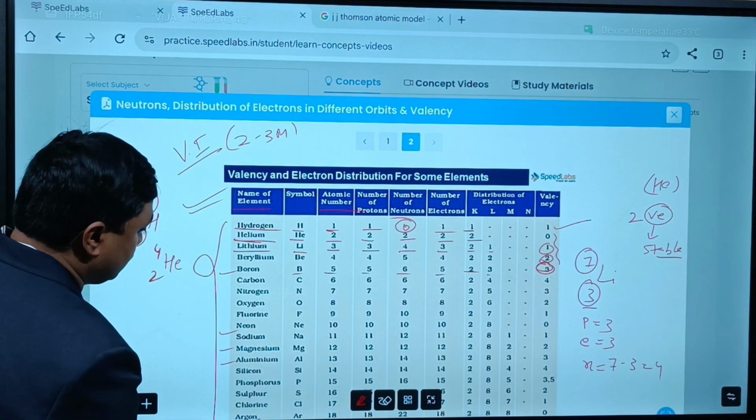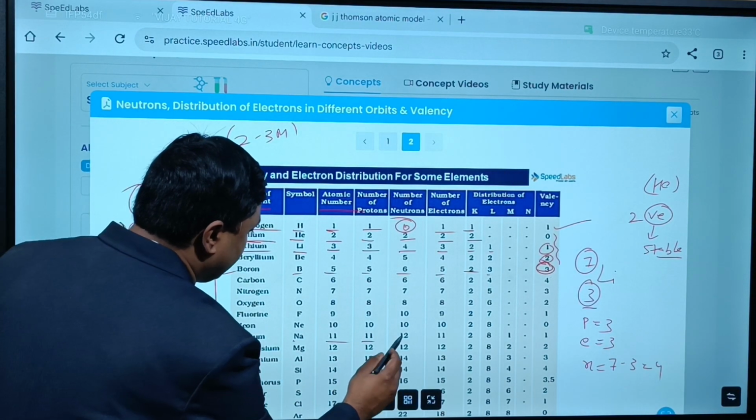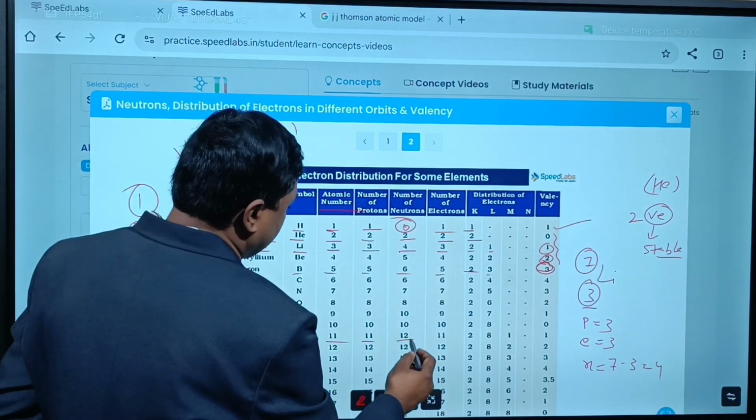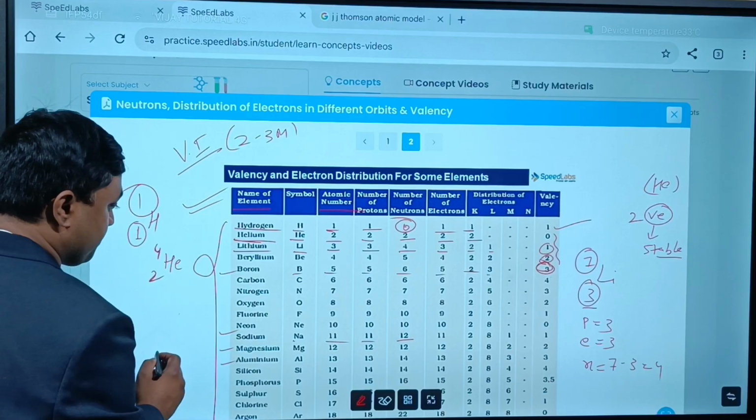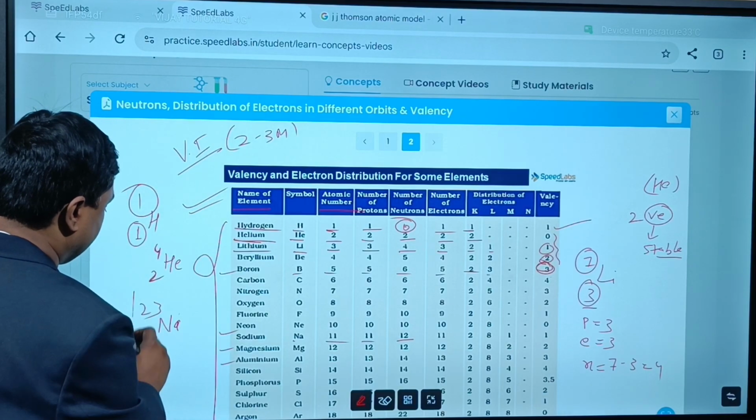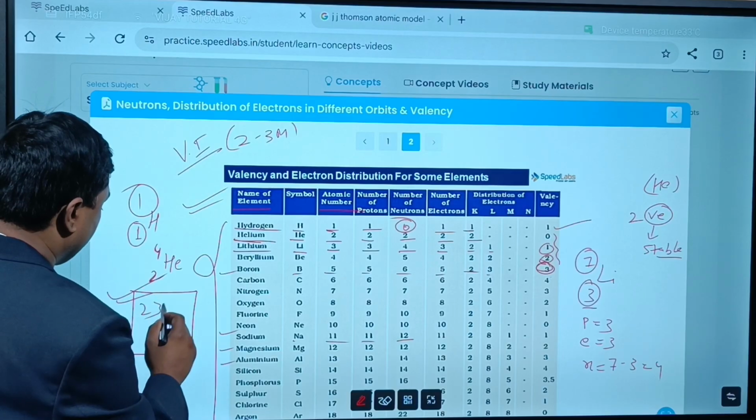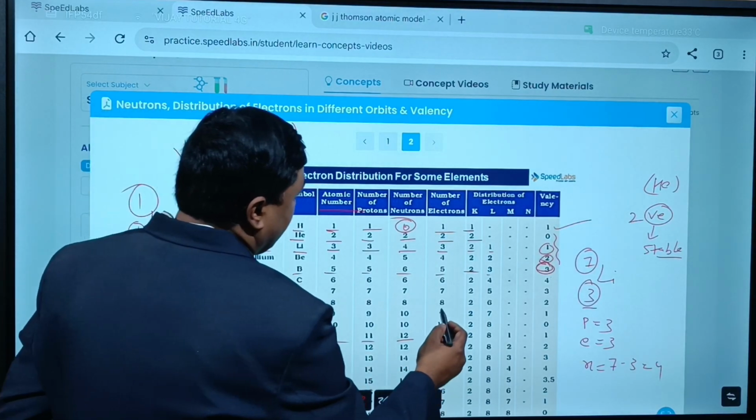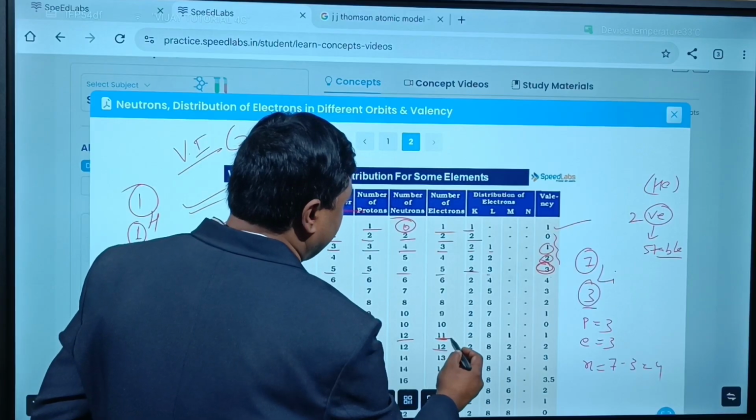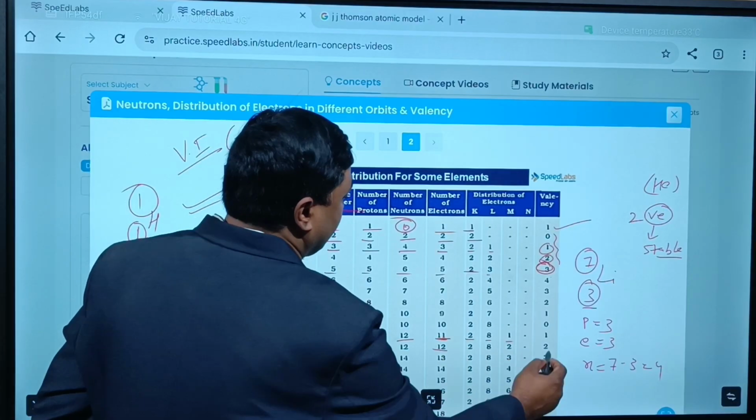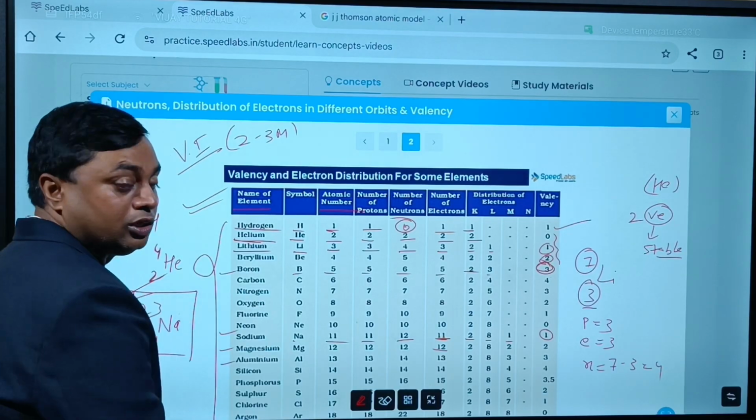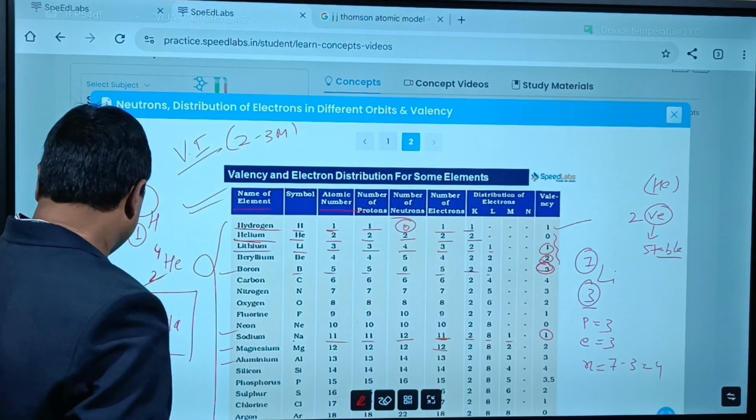Now sodium, you can see atomic number 11, and number of protons 11, number of neutrons 12. Why? Because sodium's atomic number is 11, mass number is 23. You have to remember the mass number. 23 minus 11, that is 12. Number of electrons is 11, so electronic configuration is 2 comma 8 comma 1. So valence electron is 1, so valency is also 1. Please note down the table and work it out.